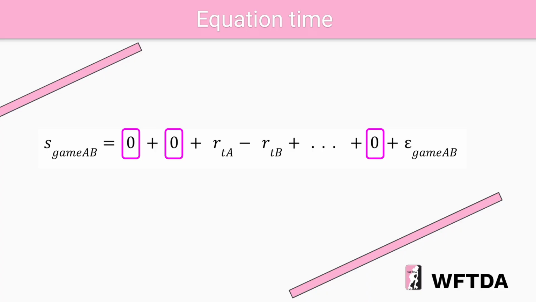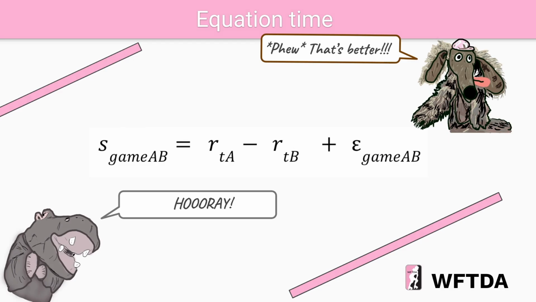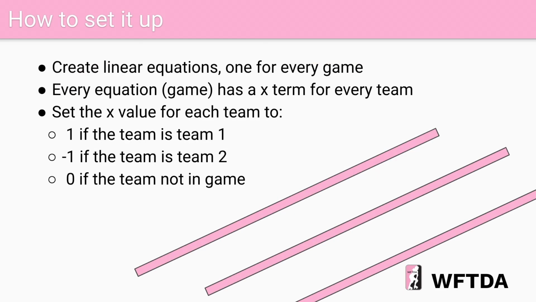Why do we do that? Well, all those zeros go away, and so for each game, we get something like this. Look familiar? Well, it's a lot simpler, and it's also our equation from before. So if you have a bunch of teams that have played a bunch of games, what you do is create a system of linear equations, one for every game in the whole season, and every single team has a term in that equation.